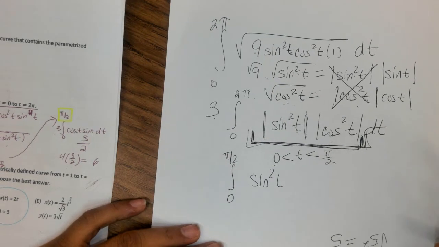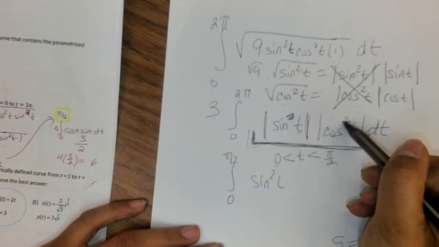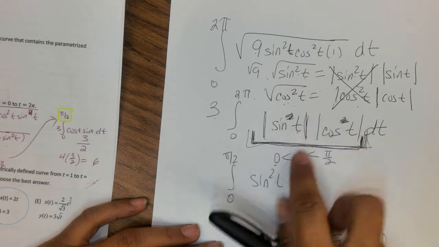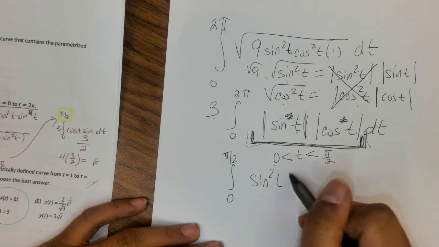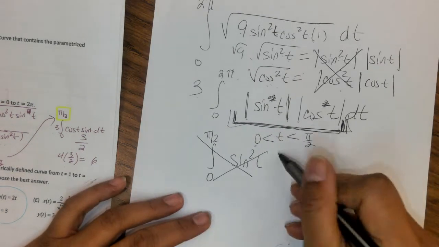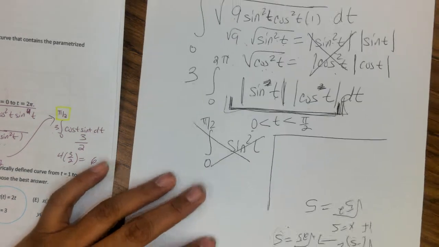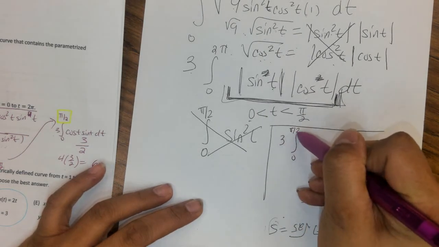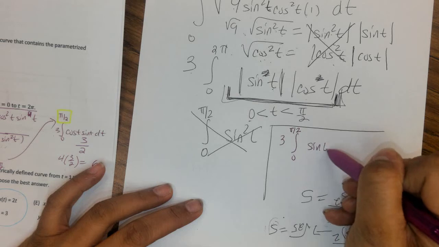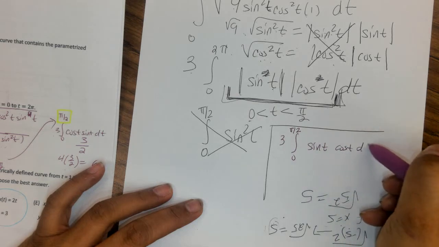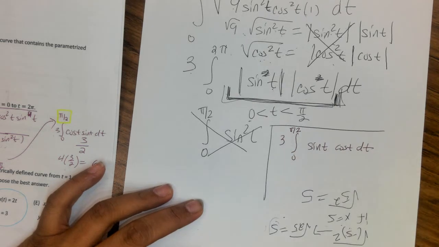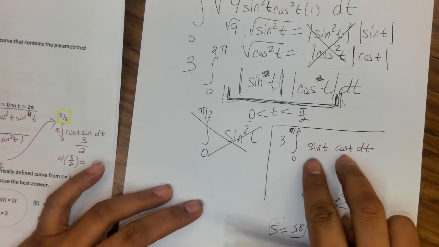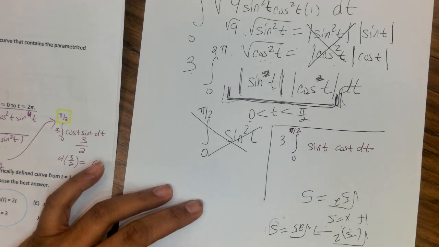Okay, again, this is where I am right now. For me to make sure these two come out to be positive, both of them, I want to stay in the first quadrant. So let me start this again. Here's my 3, here's my 0 to pi over 2, here's my sine t, cosine t. I don't need the absolute value bars anymore, because going from 0 to pi over 2 will produce only positive values.